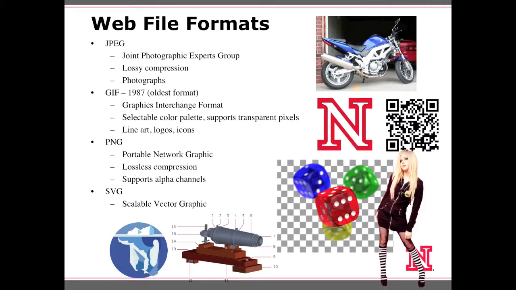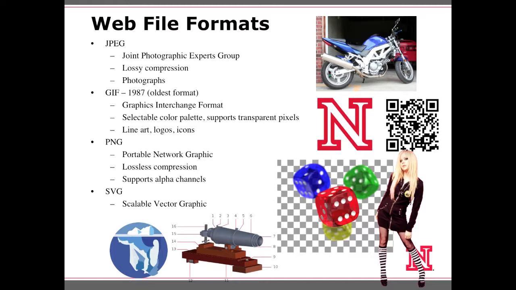This is the format that supports things like a logo. So the academic N, which is a solid color logo, has hard edges. It may need transparency, and GIF supports 8-bit transparency. 8-bit transparency means the pixels are either transparent 100% or opaque 100%. There's no middle ground.